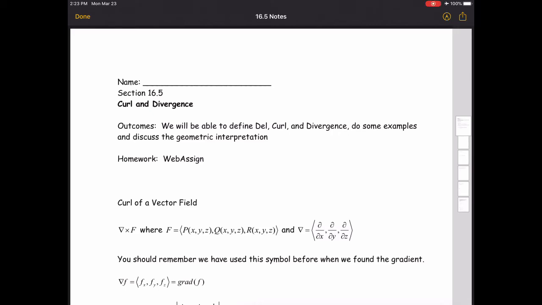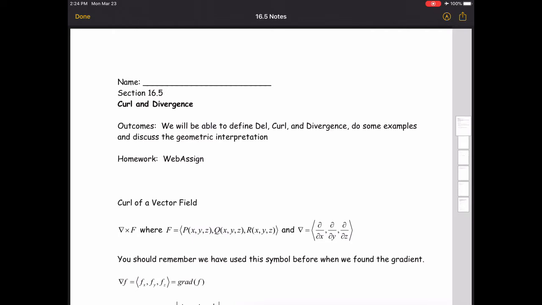All right, today's lesson is 16.5, Curl and Divergence. Two very, very cool concepts here for chapter 16. What we're going to do is define del. We've already defined del in the past, but we're going to redefine it. We're going to define curl and define divergence.